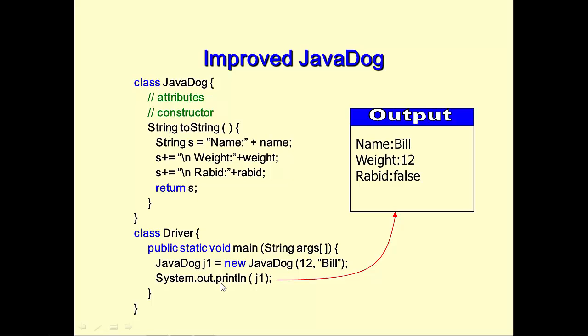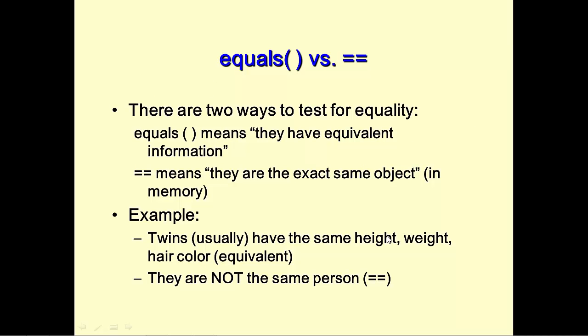Now, how is this used? If we come down here to main, you can see that we create a JavaDog called Bill that weighs 12 pounds, and then if I were to directly print out J1 at this point, System.out.println(J1), it's actually going to call the toString method like you see here. So the output of this code is going to be name is Bill, weight is 12, and rabbit is going to be false.